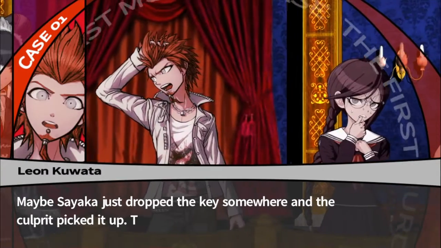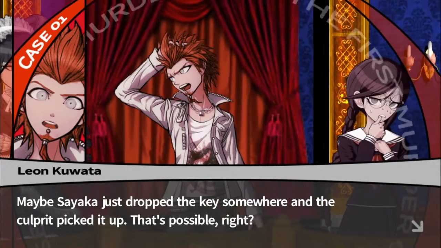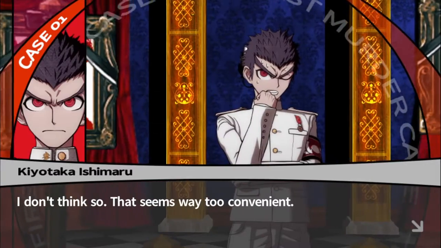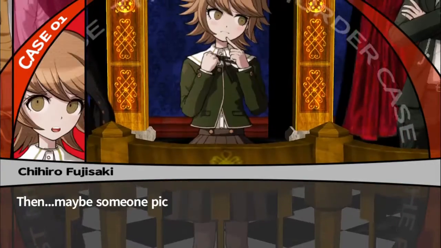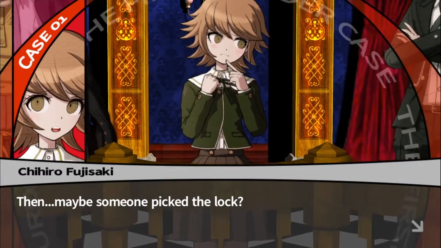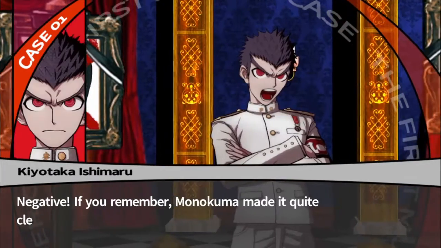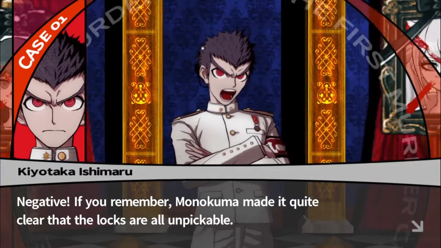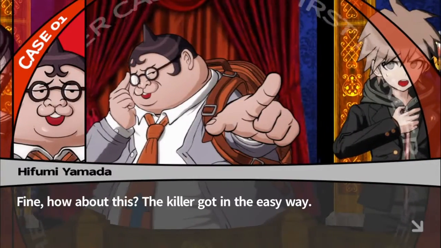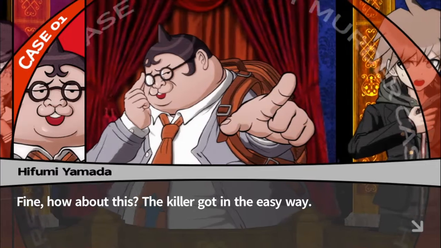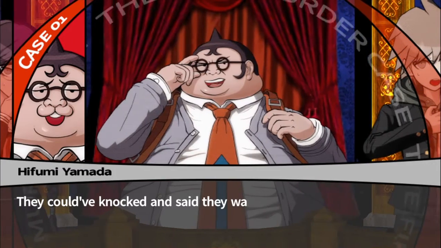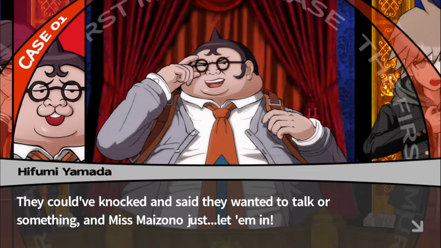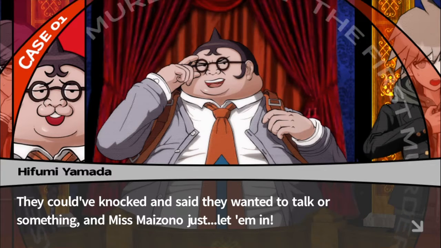Maybe Sayaka just dropped the key somewhere and the culprit picked it up. That's possible, right? I don't think so. That seems way too convenient. Then, maybe someone picked the lock? Negative! If you remember, Monokuma made it quite clear that the locks are all unpickable. Fine. How about this? The killer got in the easy way. They could have knocked and said they wanted to talk or something, and Miss Maizono just let him in.